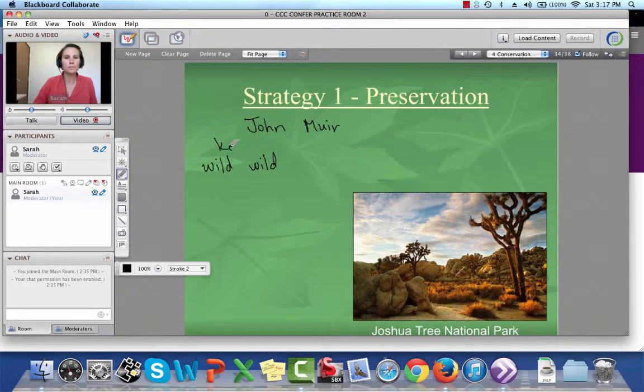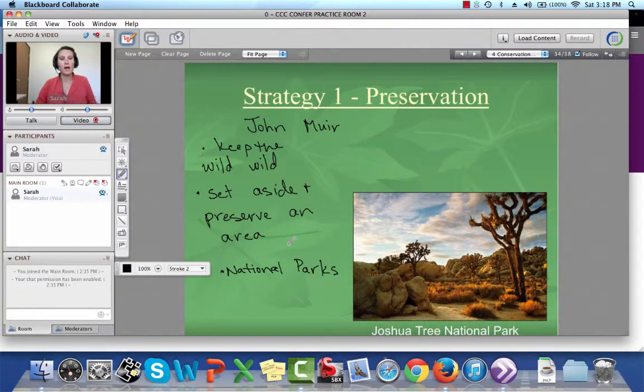Keep the wild wild, to set aside and preserve an area. So we can help conserve natural resources by preserving some of them, and our national park system is a really good example of this. Okay, you can go into national parks, you can camp, you can hike, you can enjoy them, you can explore. You cannot take things out of them.